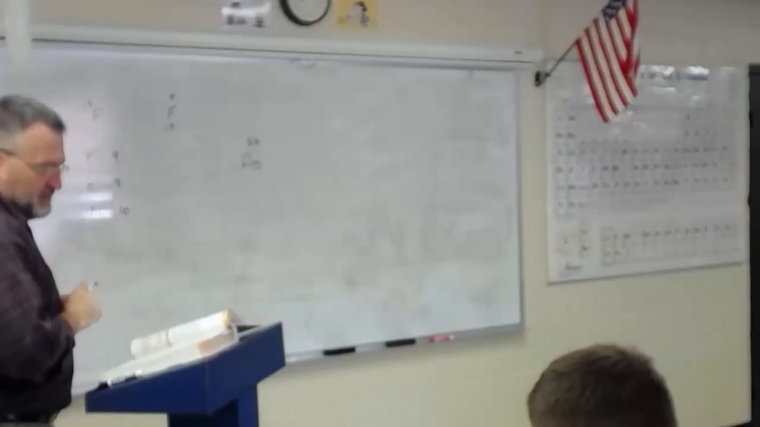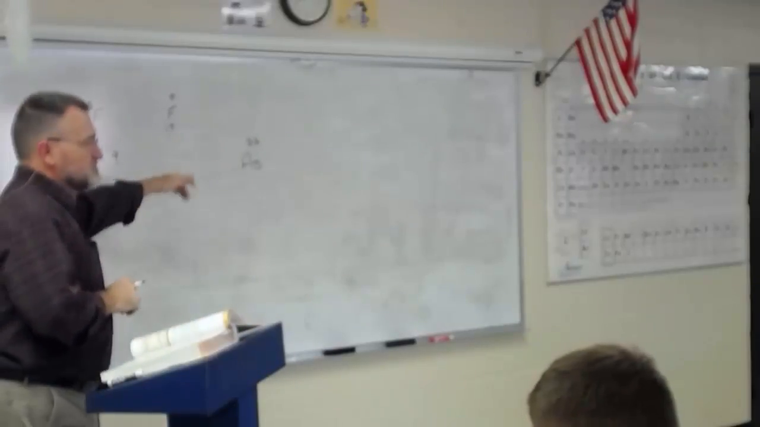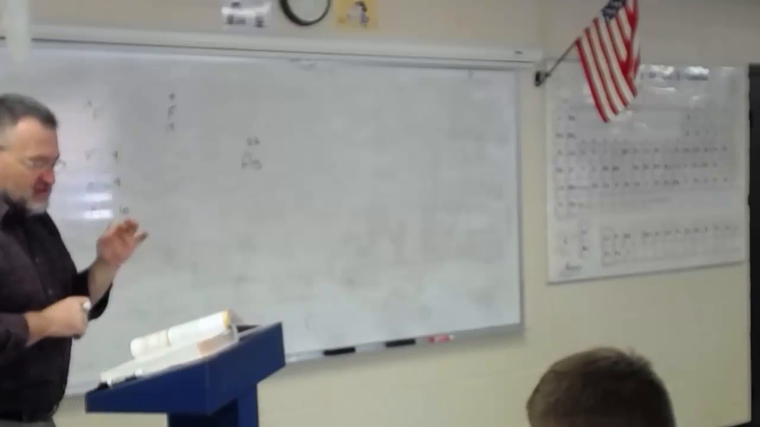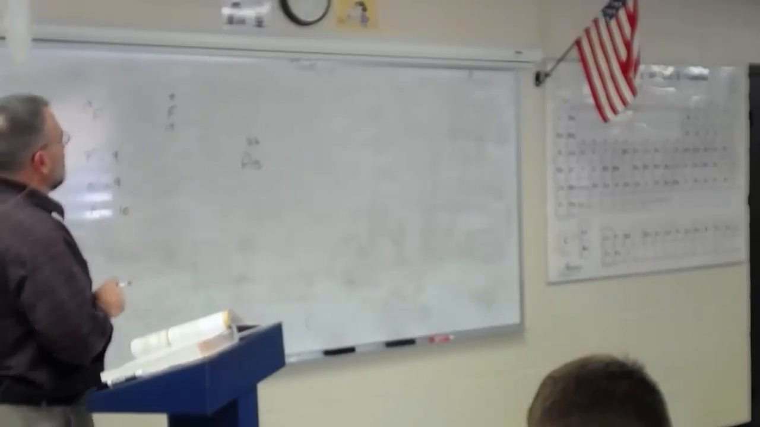Okay. 33 electrons, all that tells us is it's neutral. That'll become much more important later on. For right now, it just means it's neutral. And it has 41 neutrons.